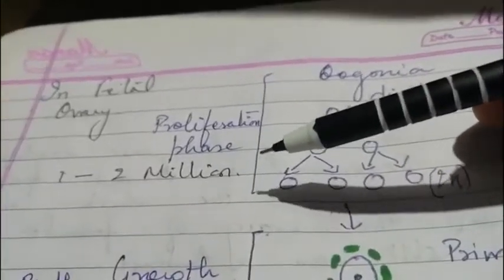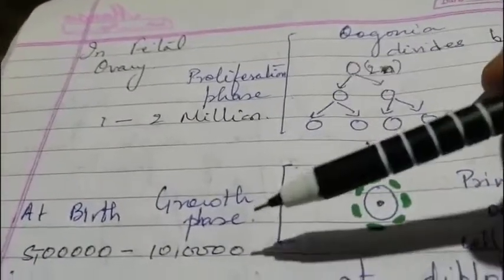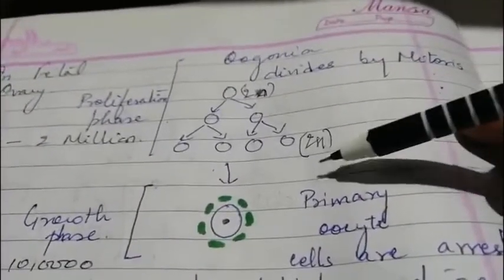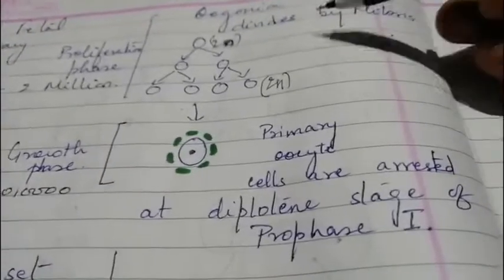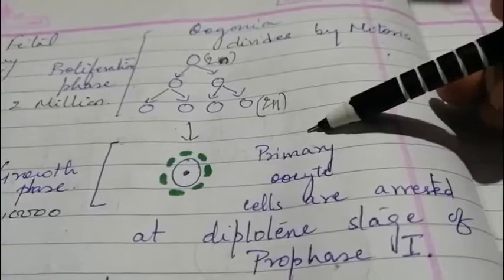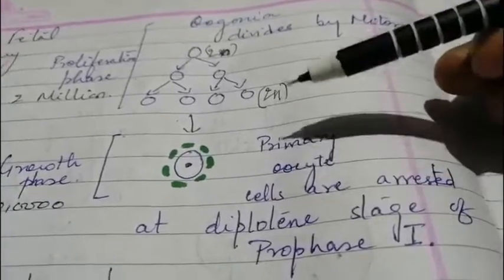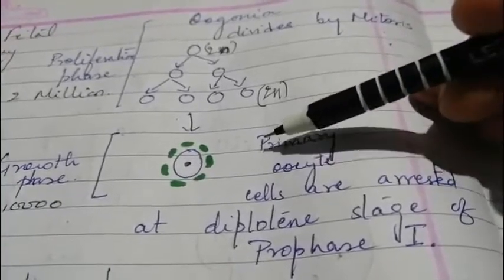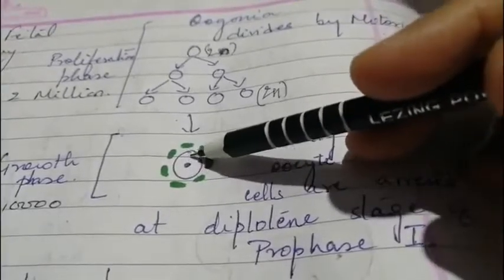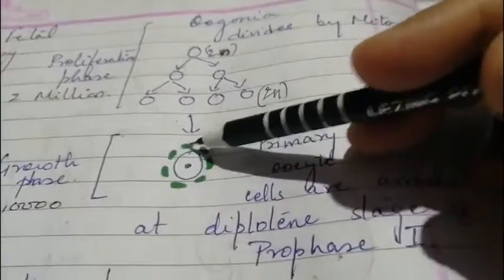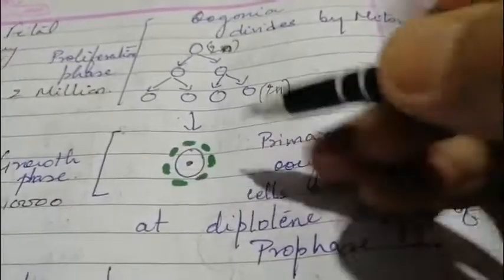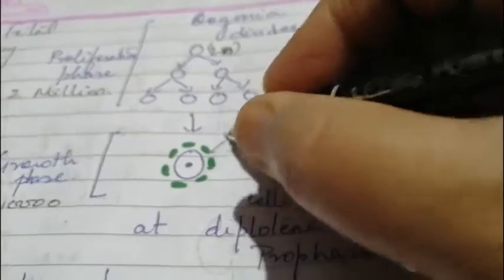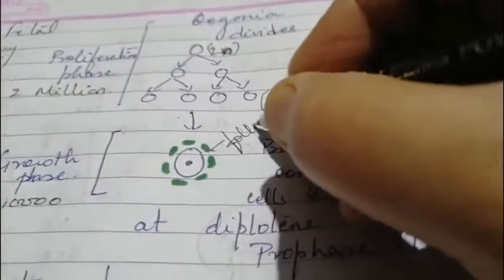Okay, so they are dividing by mitosis, and the fetal ovary contains around 1 to 2 million oogonial cells. Now at birth, the growth of these oogonia takes place. You know that they are born with a fixed number. So these oogonia, what happens? They undergo a growth phase. Okay, so when they grow, what happens? Each oogonial cell is surrounded by follicular cells. So these cells are called follicular cells.